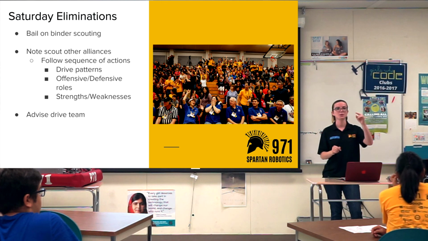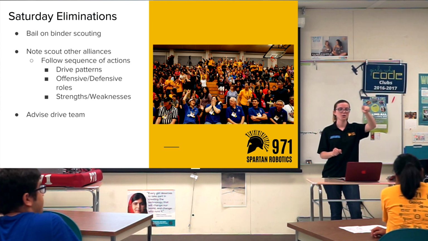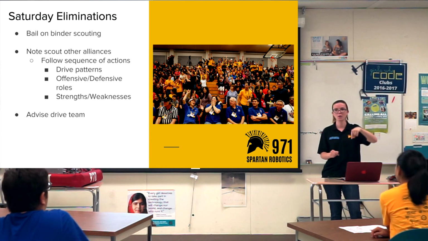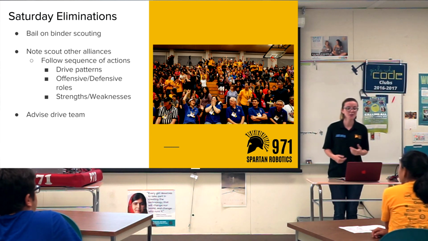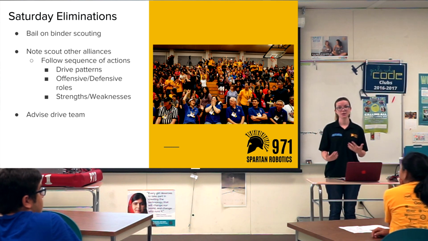You want to be able to draw a little square for the robot, arrows to where they go, the kind of game plan. And this really helps the drive team to know where their opponents are going to be, so that they can plan with their allies for where they should be.